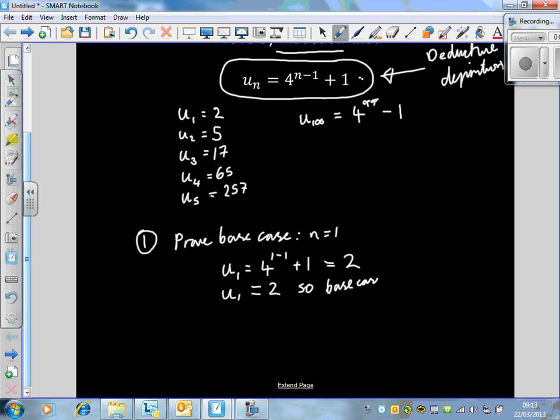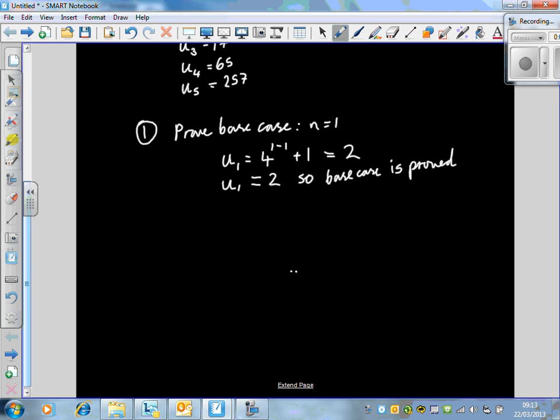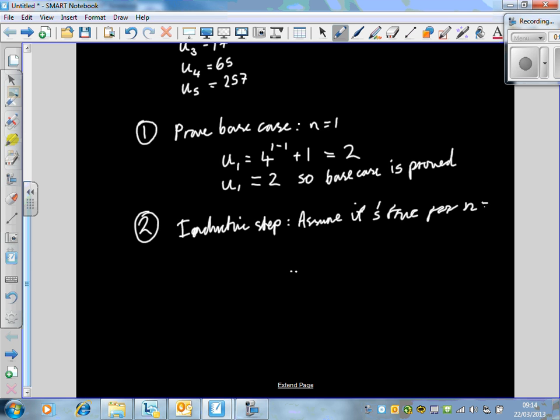So the base case is proved. Okay? Now, step 2. What's the second part, Stephen? Yeah, so what's the inductive step? Yeah, we assume it's true for n is equal to k. We assume that it's true.